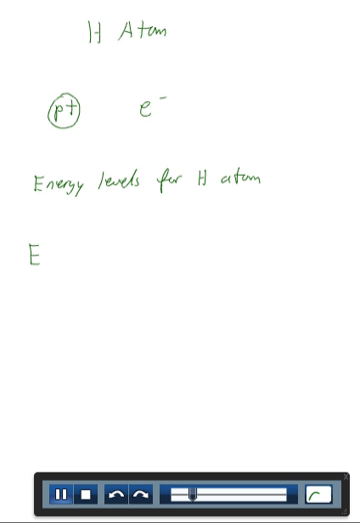Now the energy of the hydrogen atom depends upon a quantum number called n, which we'll discuss later. E sub n is equal to negative R sub H, where H stands for hydrogen, divided by n squared, and n is an integer that ranges from 1 to infinity.